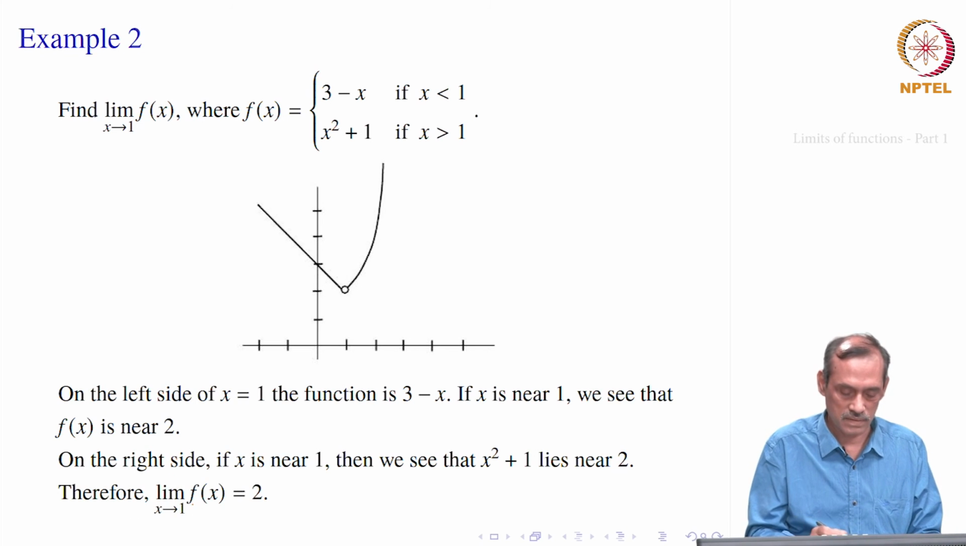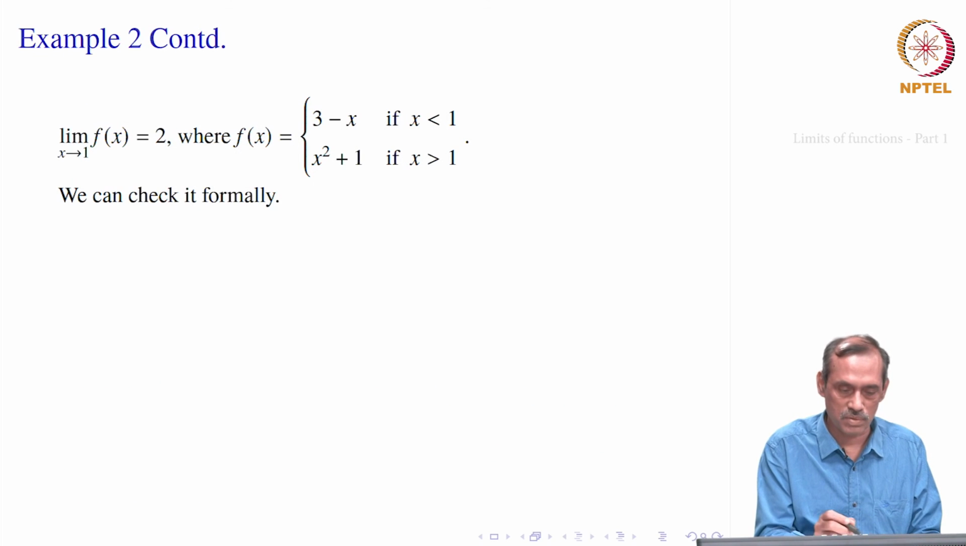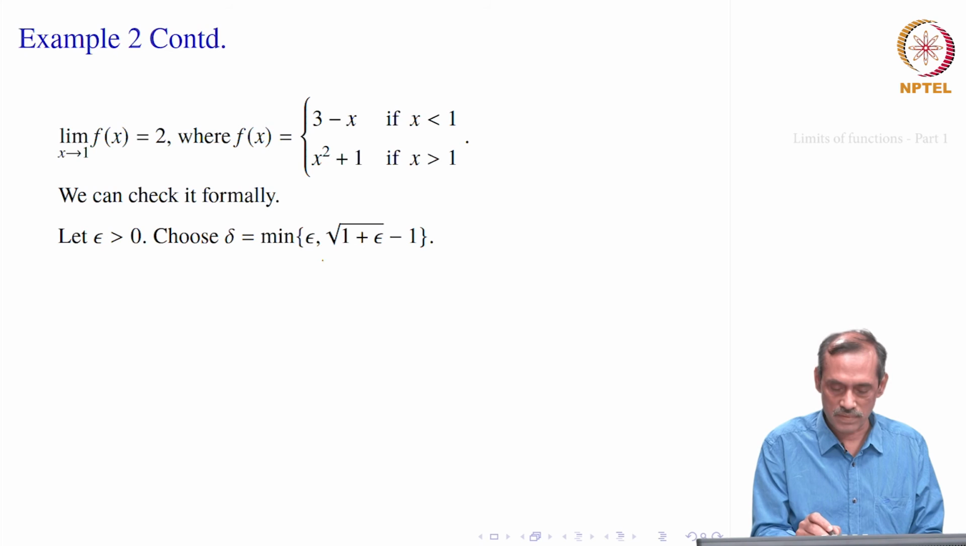How do we really justify it? You may think of justifying on the left side: for 1 epsilon you have to choose a delta, and on the right side again for 1 epsilon you have to choose a delta. Okay, let us check it formally. Suppose epsilon greater than 0 is given. Now, we choose delta equal to the minimum of epsilon and square root of 1 plus epsilon minus 1.